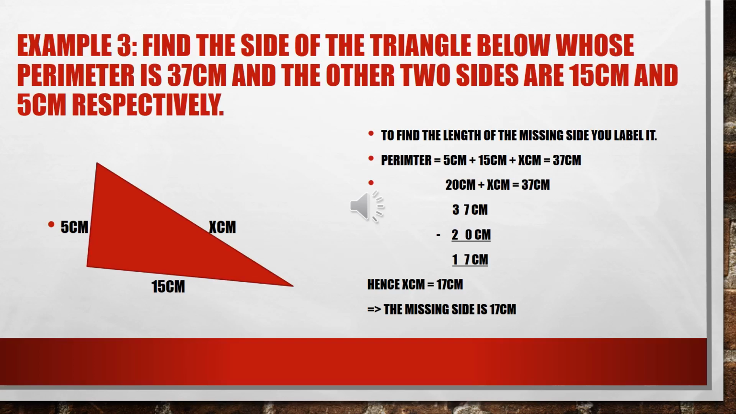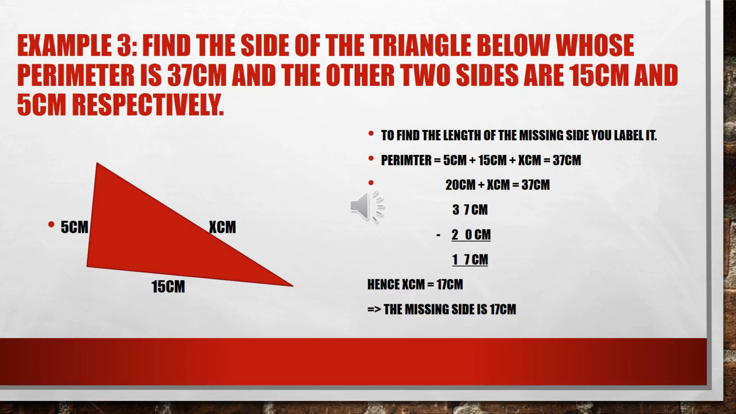Remember that the perimeter is for you to do what? Add up all the sides. So now we're going to add up all the sides. 5 centimeters plus 15 centimeters plus X centimeters is equal to 37 centimeters, because we're told that the perimeter of the triangle is 37 centimeters.